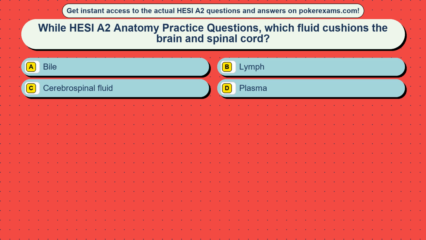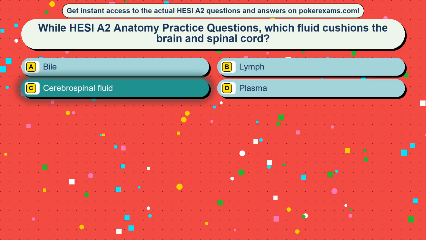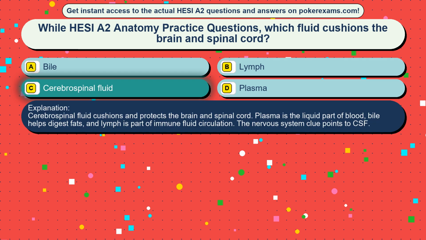Question 7. While HESI A2 Anatomy Practice Questions, which fluid cushions the brain and spinal cord? Option A, bile. Option B, lymph. Option C, cerebrospinal fluid. Option D, plasma. The correct answer is option C, cerebrospinal fluid. Cerebrospinal fluid cushions and protects the brain and spinal cord. Plasma is the liquid part of blood, bile helps digest fats, and lymph is part of immune fluid circulation. The nervous system clue points to CSF.